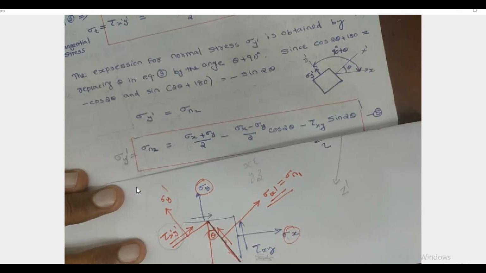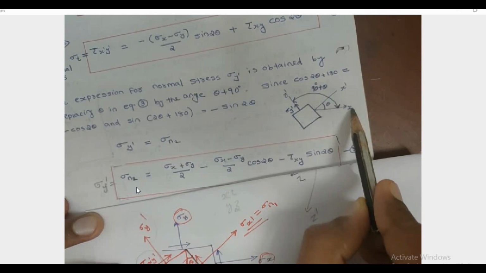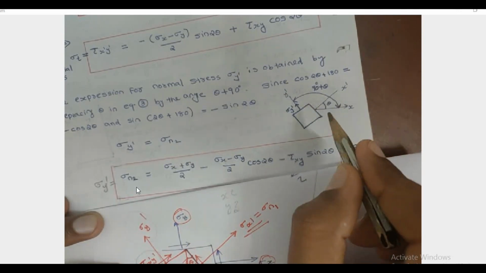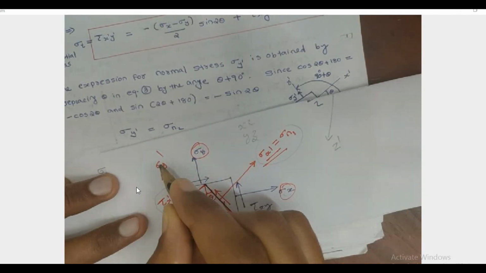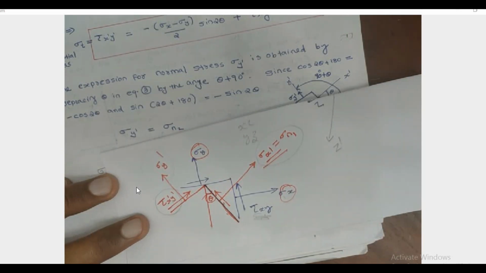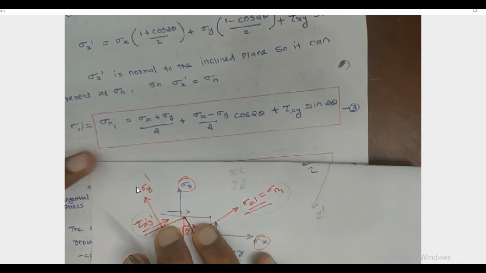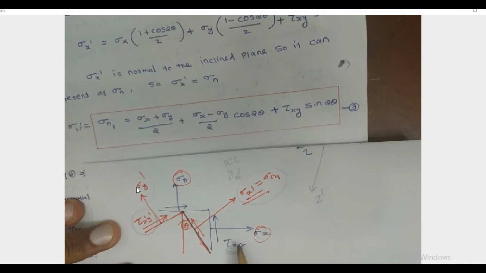Okay, so by this theta angle orientation from the xy plane or xy axis, the new stress components are sigma x dash, sigma y dash and tau x dash y dash, and we can express these in terms of the stress components on three mutually perpendicular planes, that is sigma x, sigma y and tau xy. Okay, and one more thing, theta.